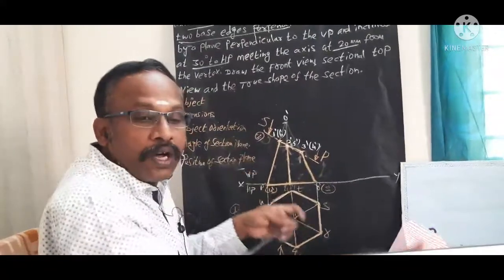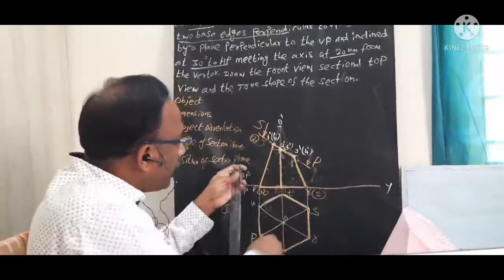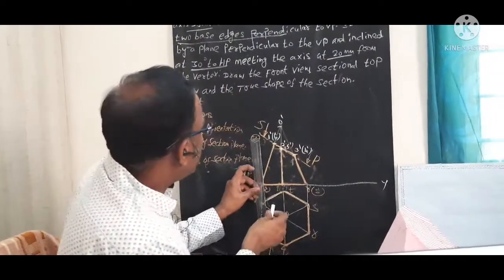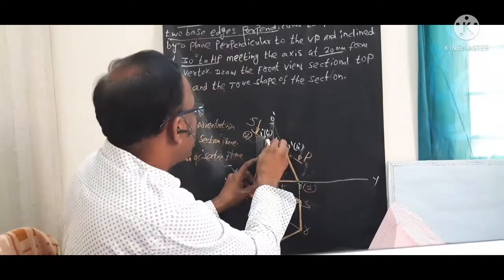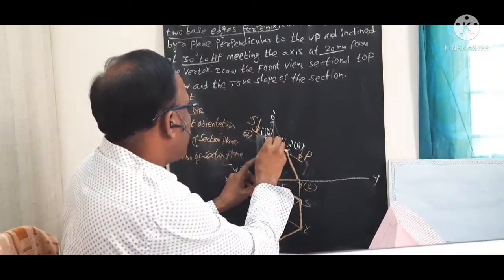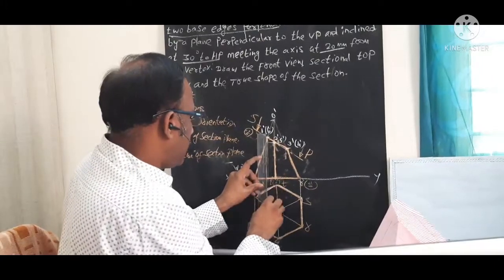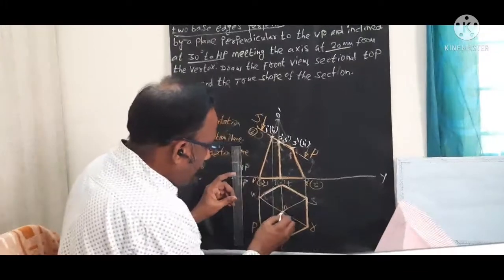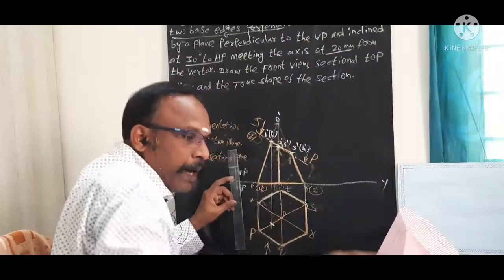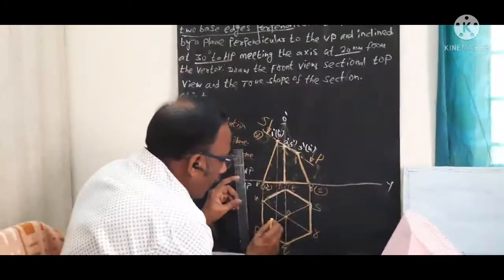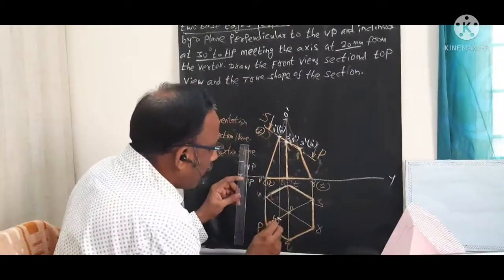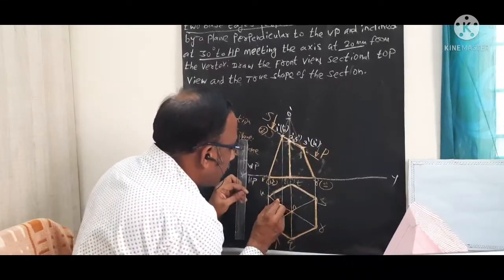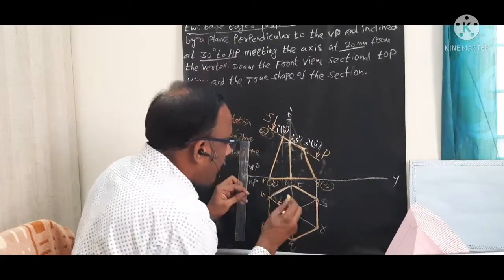Now we want to project these cutting points to the top view. Then only we can get the corresponding sectional top view. From 1 dash, 2 dash, 6 dash, we are going to draw one vertical line. It will cut the points here. In the OB line at this point, I will mark it as 1. This point I marked as 1. Then 6. This point I marked as 6. So 2 cutting points we marked here.